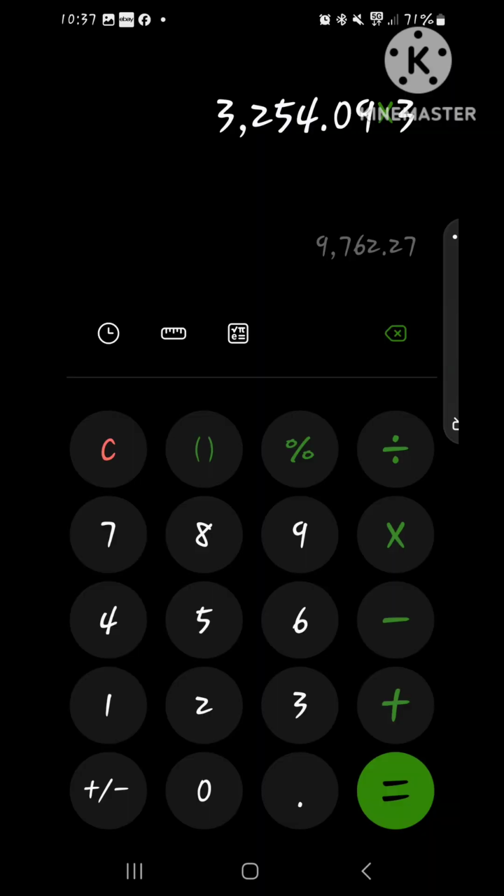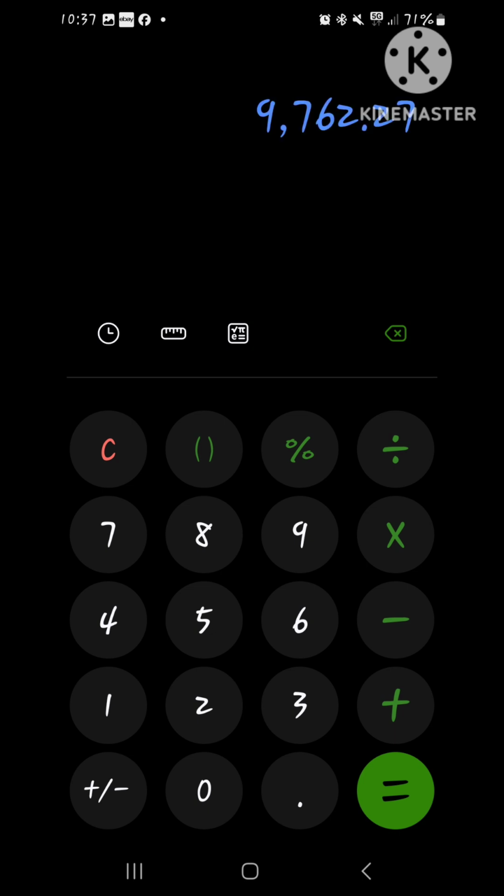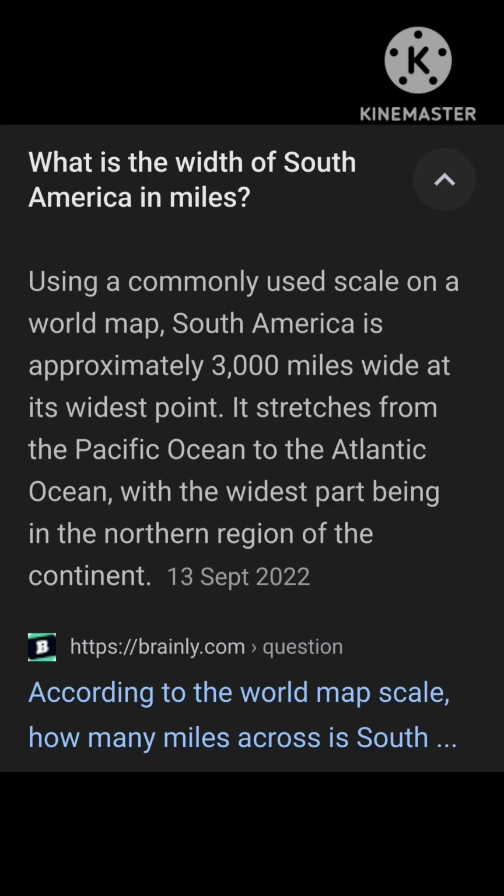Now how about we check out South America and see how that works out. Looks like South America has taken up about 3 sections there. So take our previous number of 3,254.09, we times it by 3 for the 3 different sections of latitude, and we get 9,762.27 miles. So in reality, the width of South America at its widest is 3,000 miles.